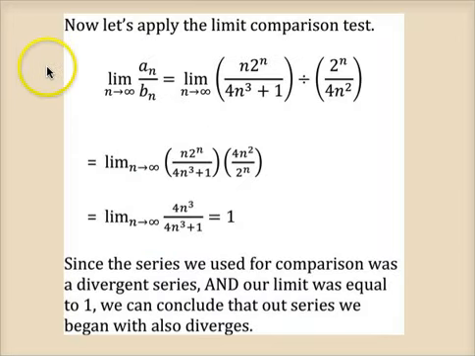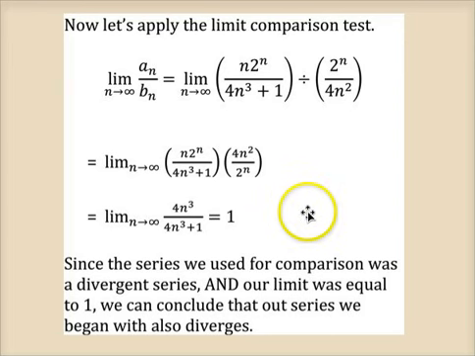We now apply the limit comparison test. So we're going to take the limit of our sequence that we started with and divide it by the sequence that we just came up with. That will look like this: our original divided by our new one that we found. Then we're going to flip and multiply, and then we reduce it, and this is what we come up with. 4n to the third over 4n to the third plus 1. And using n behavior, that limit will turn out to be 1.